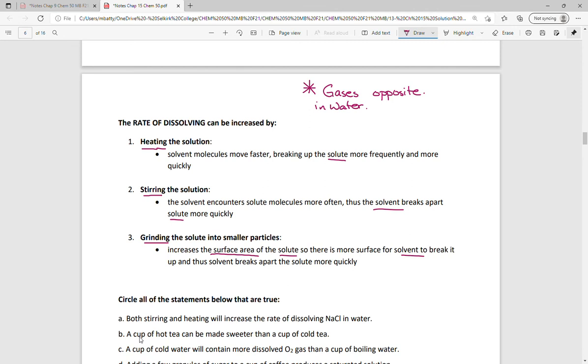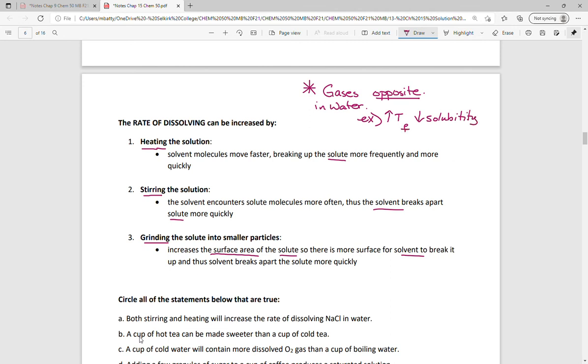So the opposite is true for gases. If you think about gases and how you can keep them dissolved or not, think about warm pop. So these are opposite. If you warm it up, if you increase the temperature, you're going to decrease the solubility.